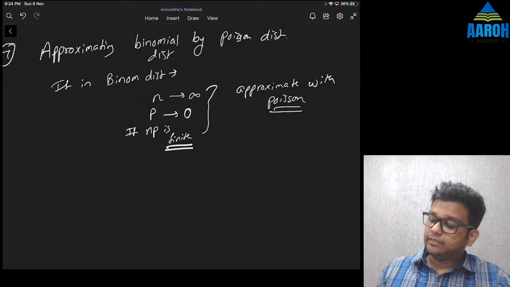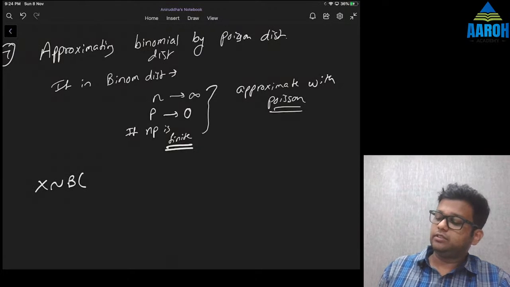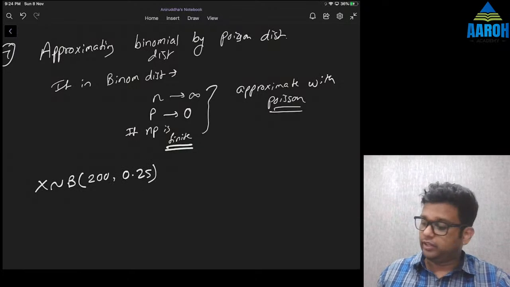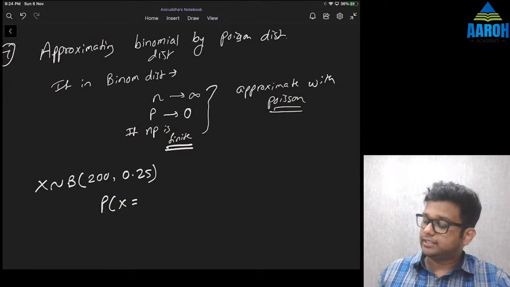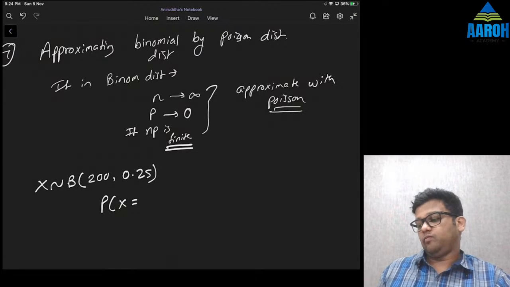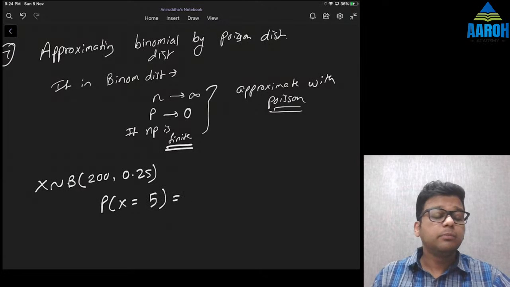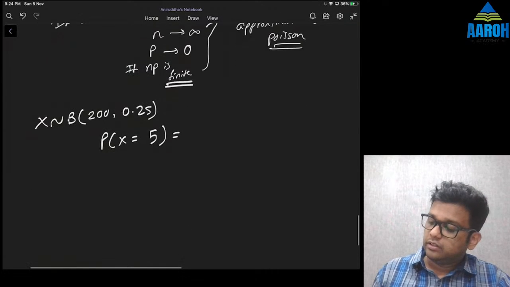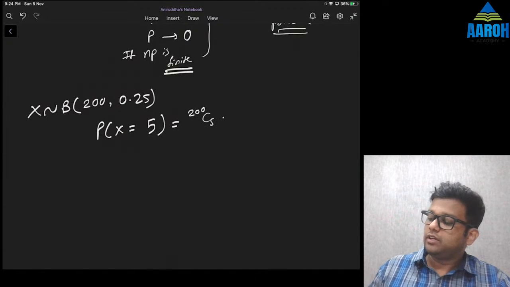For example, let's take a case of binomial distribution. X follows binomial distribution with parameters 200, 0.25. And let's say we have to find probability that x, that is number of successes, is equal to 5. Now this will be very complicated to calculate manually. For binomial distribution it will be nCx, that is 200C5 into p raised to x into q raised to n minus x. 200 minus 5 is 195.